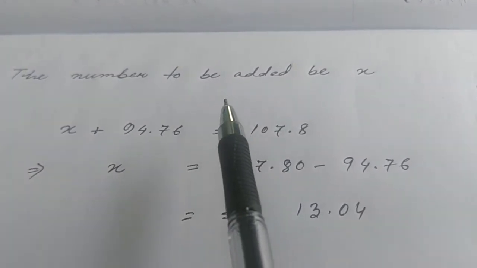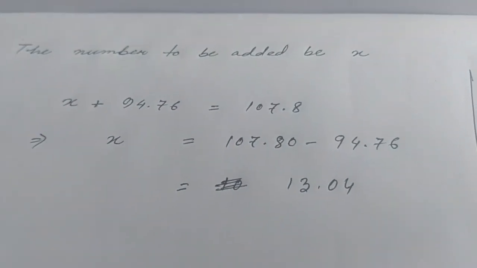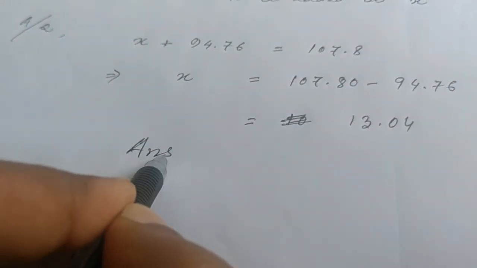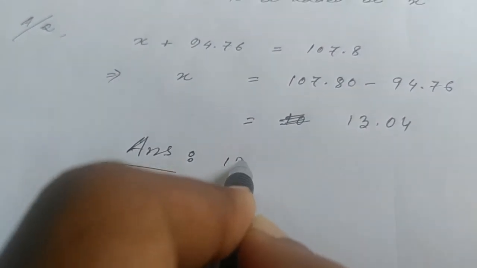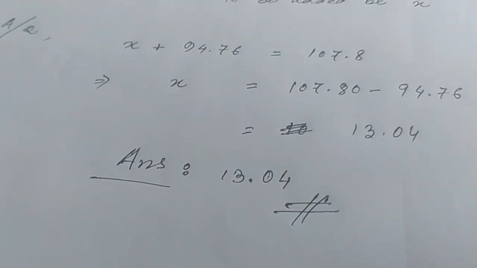Therefore the number to be added is 13.04. You will write that the number that needs to be added is 13.04. Thank you so much.